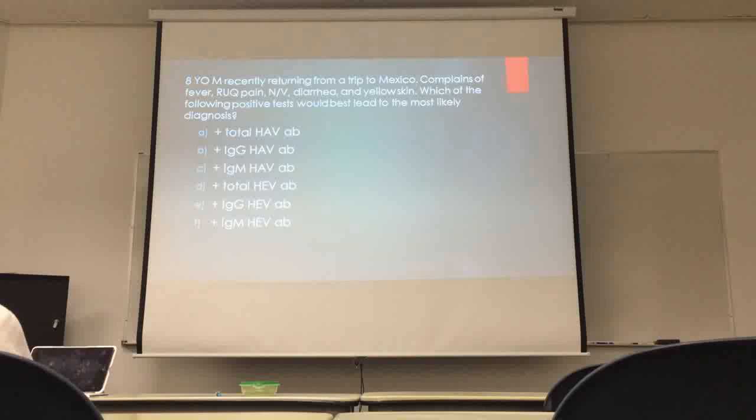What about total? Current, I mean, it's current, right? What do you mean, a current infection? I don't know what the total is. Total is a combination of the two, IgM and IgG, so it wouldn't tell you whether it's acute. So that leaves IgM in the acute phase.